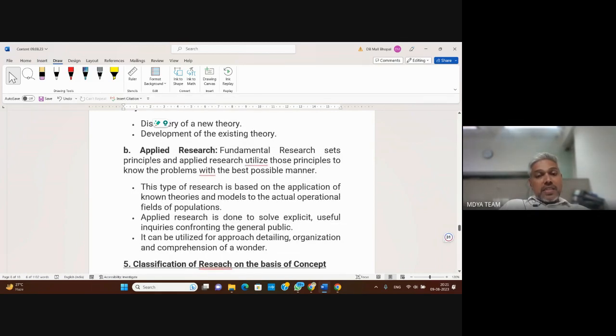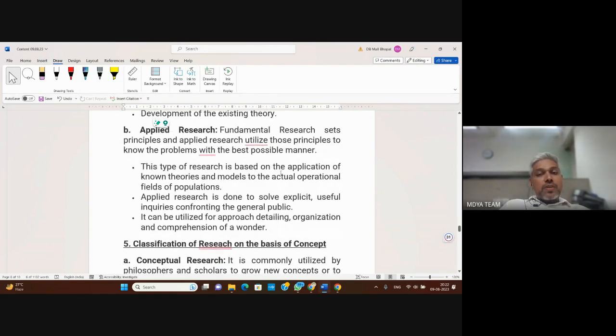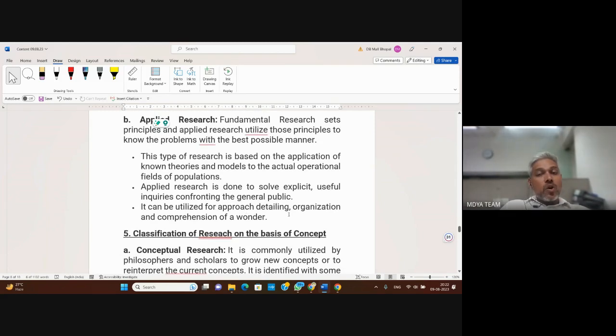Second, on the basis of application, the second research is applied research. In applied research, fundamental research sets principles and applied research utilizes those principles to solve the problem in the best possible manner. This type of research is based on the application of known theories and models to the actual operational fields of the population. Applied research is done to solve explicit, useful inquiries confronting the general public. It can be utilized for approach detailing, organization and comprehension of a phenomenon.